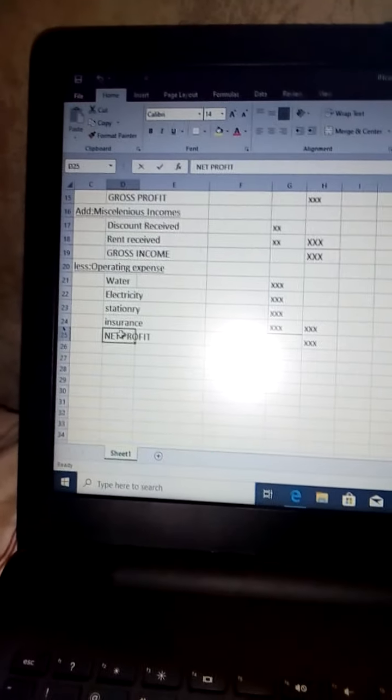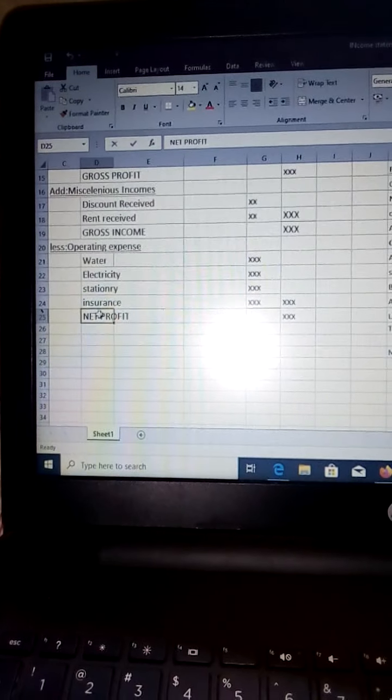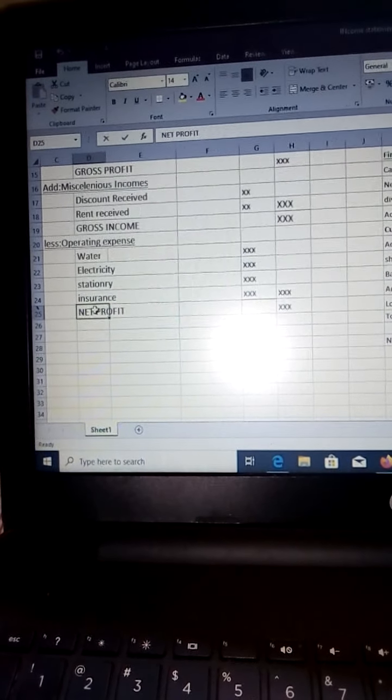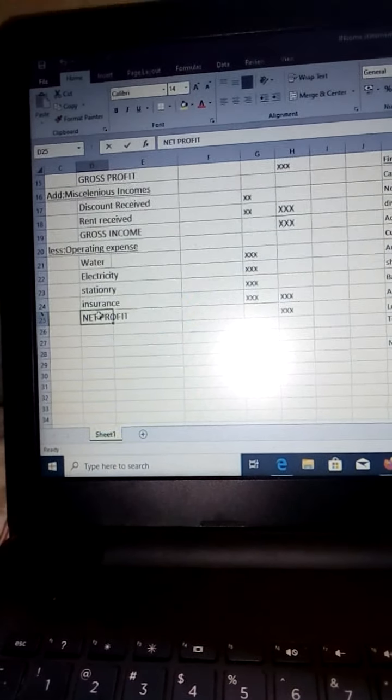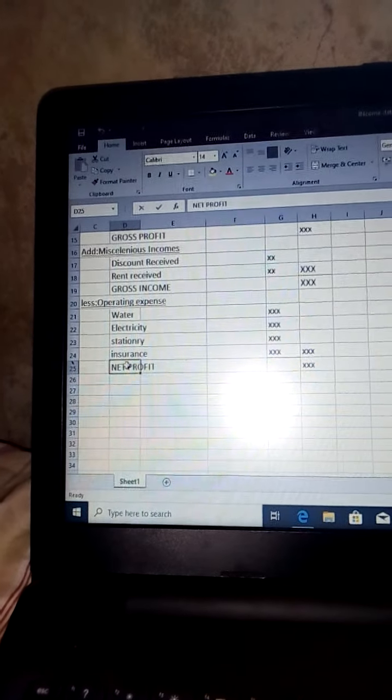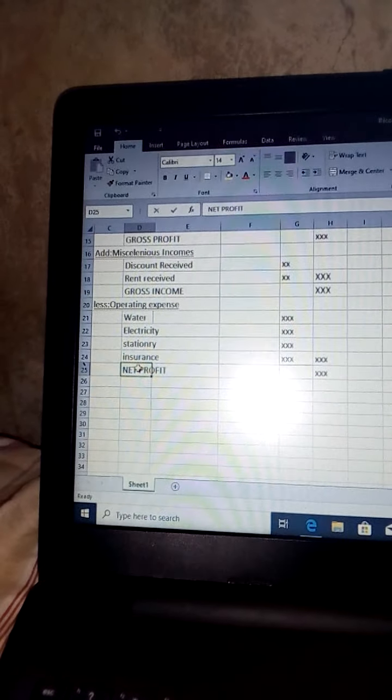So the next thing we are going to look at is the second final book of account, called the balance sheet or the statement of financial position.